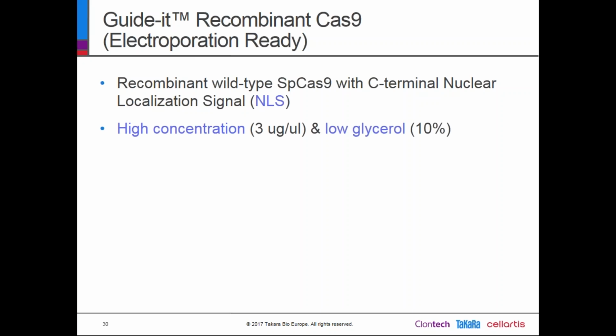So the high concentration is critical when using electroporation because you usually use very low quantities, low volume. And the low glycerol helps to get really high electroporation efficiencies. And compared to other recombinant Cas9 enzymes that are on the market, we are, to my knowledge, the only one to provide a 10% glycerol enzyme. The other enzymes are all provided in 50% glycerol.